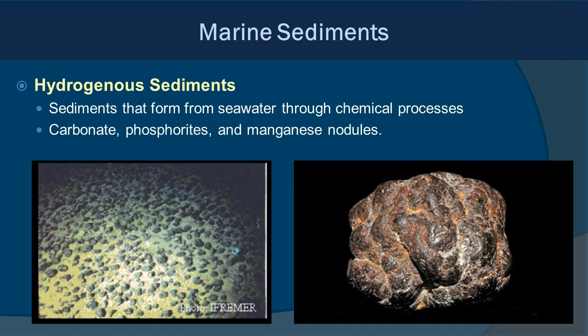Now we can talk about composition. Marine sediments can be separated into several different categories of compositions. First, we have hydrogenous sediments. These were formed from seawater through chemical processes. This includes things like carbonate, phosphorites, and manganese nodules. Manganese nodules actually have some economic value, especially as a metal. They're often found as little balls of rock scattered across the ocean floor.